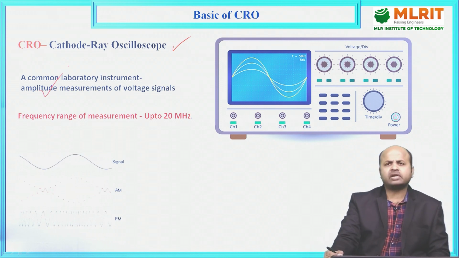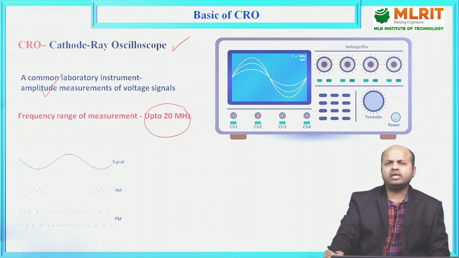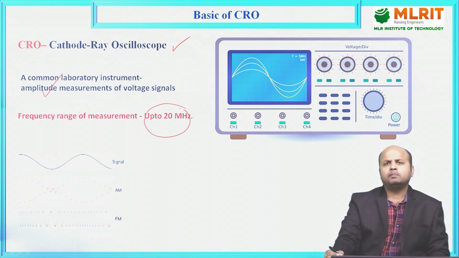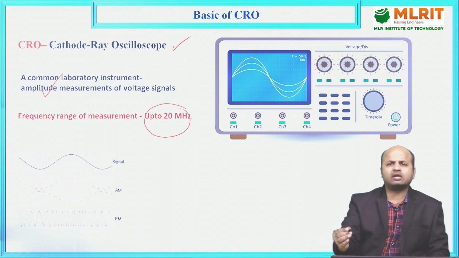Normally, different types of CRO are available. Up to 20 MHz or 30 MHz signal, we can measure its amplitude as well as its frequency on CRO. The frequency range of measurement depends on manufacturer. Some manufacturers give the limit up to 1 MHz only. Some have extended frequency range of 10 MHz, 20 MHz. Up to 30 MHz or 20 MHz, we can observe the signal on conventional CRO.